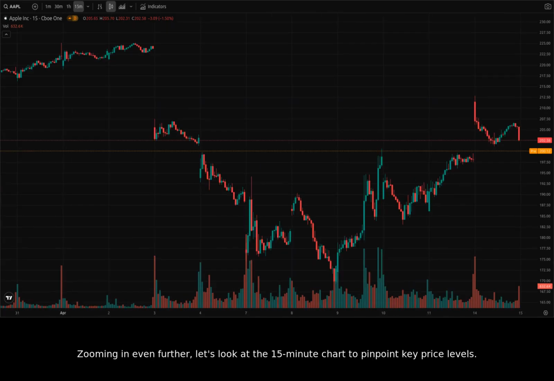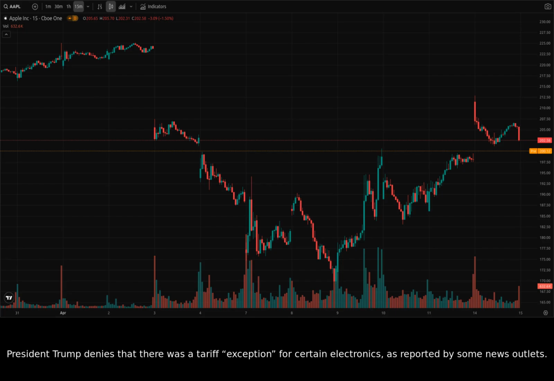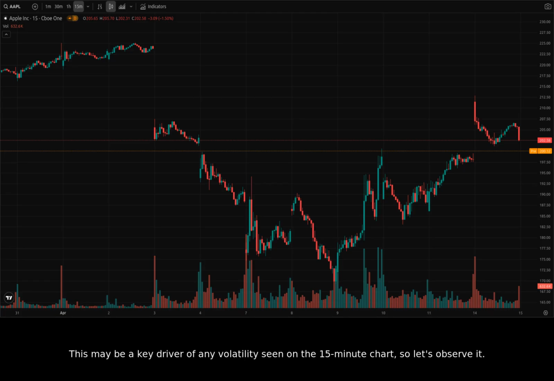Zooming in even further, let's look at the 15-minute chart to pinpoint key price levels. President Trump denies that there was a tariff exception for certain electronics, as reported by some news outlets. This may be a key driver of any volatility seen on the 15-minute chart, so let's observe it.